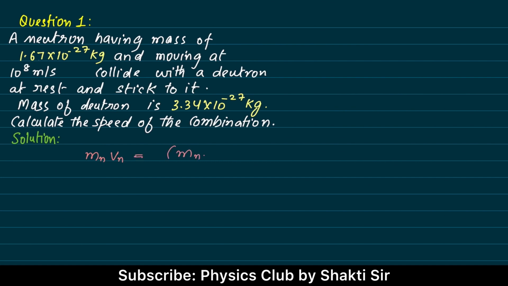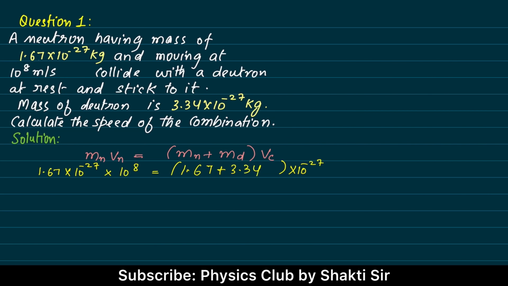Once you put the values, you come to know that the mass is 1.67 into 10 raised to power minus 27 kg, and the speed is given as 10 raised to power 8 meter per second, and the combined mass is, you can see 10 raised to power minus 27 is common, and it is 1.67 plus 3.34, and the velocity is vc. Because we don't know the speed, we will calculate it. So we can easily cancel these terms, 10 raised to power negative 27.